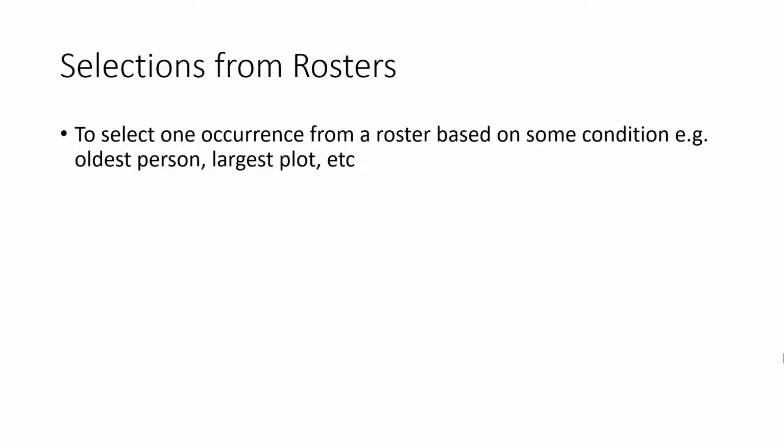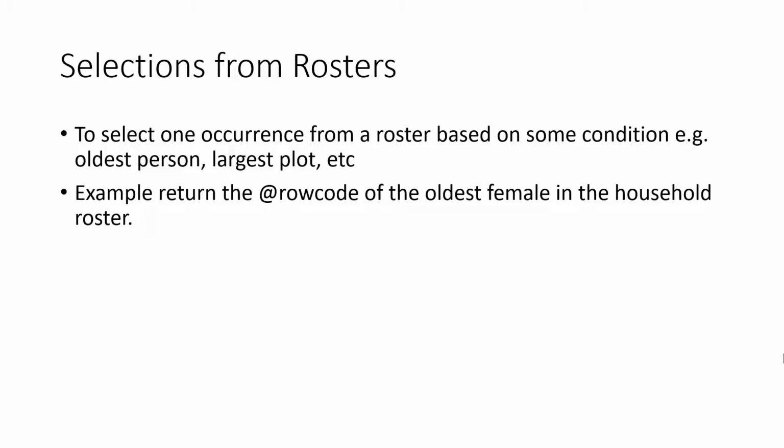So we're going to jump in first of all and talk through the code and how it's going to work. Then we'll take a look at the example in our designer. The problem we want to solve today, as we said, is to select one occurrence from a roster based on some condition. For example, the oldest person in a household roster or the largest land plot in a land plot roster. We're going to talk through one specific example over the next couple of slides, and that's going to be our problem: to return the row code of the oldest female in a household roster.